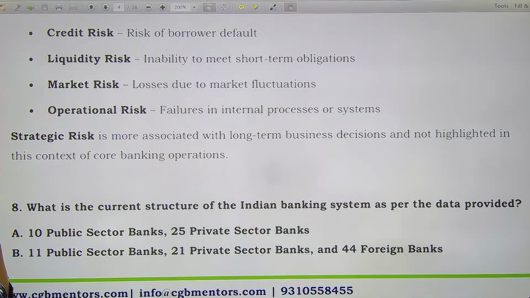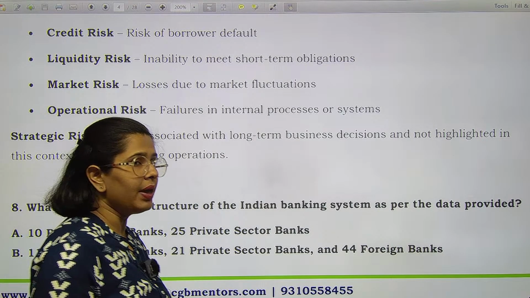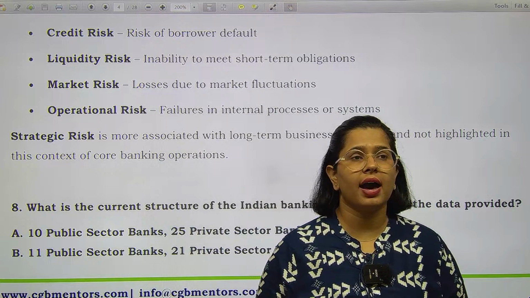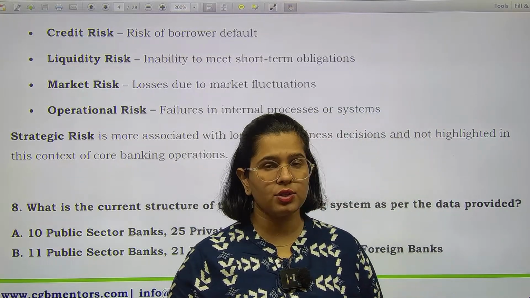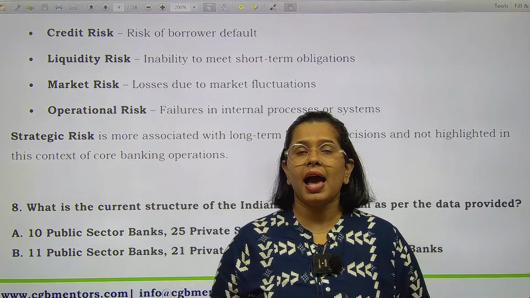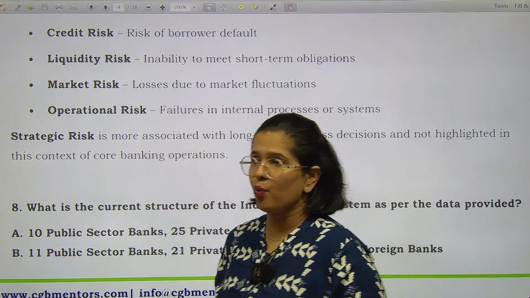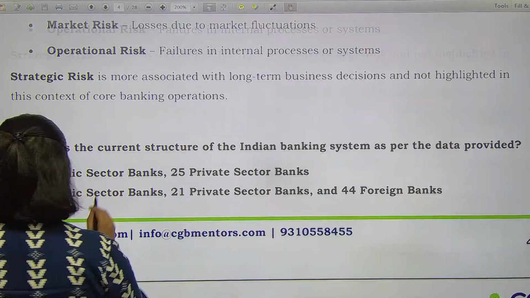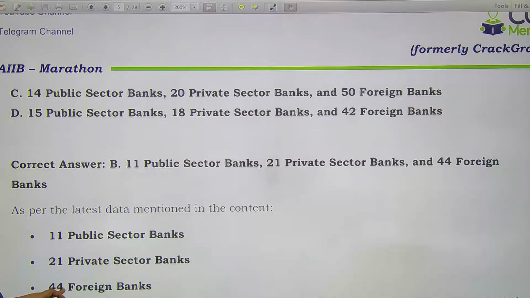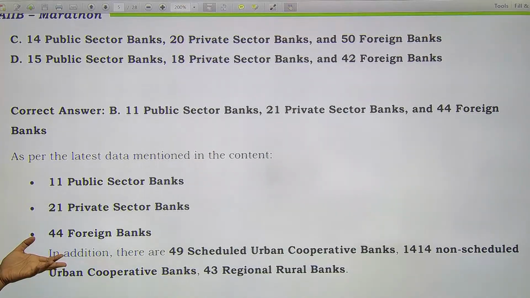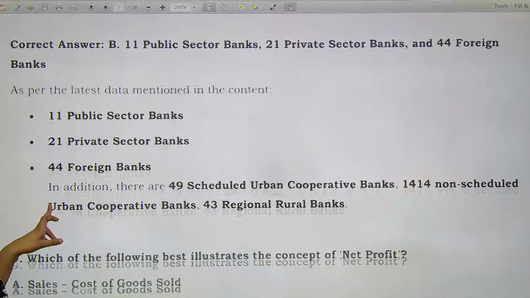Now, right now they are asking what is the current structure of the Indian banking system as per the data provided. As per the RBI website, right now we have 11 public sector banks, 21 private sector banks and 44 foreign banks which are listed on the RBI website. Along with that, I have also provided you the number of scheduled urban cooperative banks, non-scheduled urban cooperative banks as well as the regional rural banks.